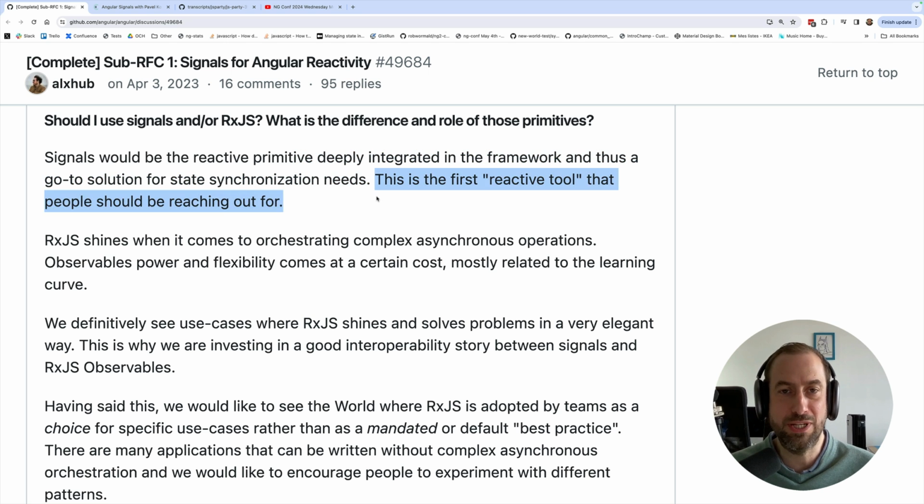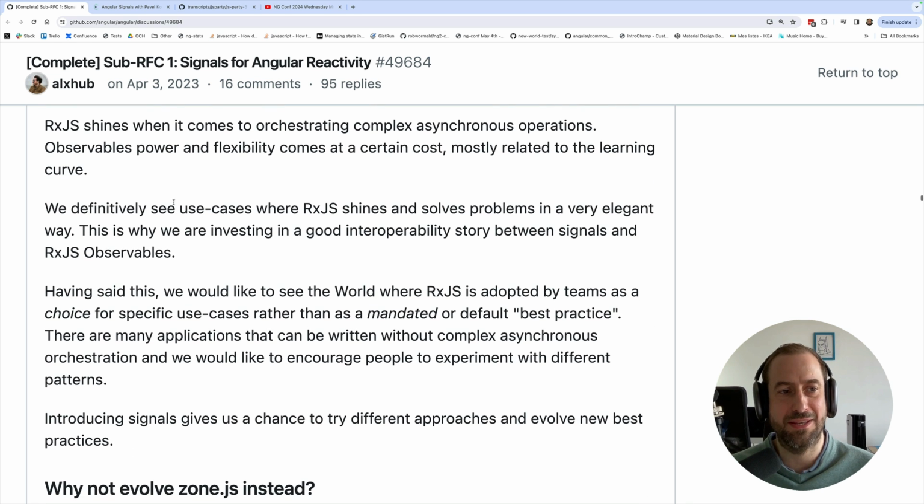So we should reach out for signals first when trying to write applications in reactive style. Only if in certain particular cases signals are not enough, then we can consider something more, namely and typically in the Angular ecosystem, RxJS. So what about RxJS? Let's hear what the Angular team has to say about it.